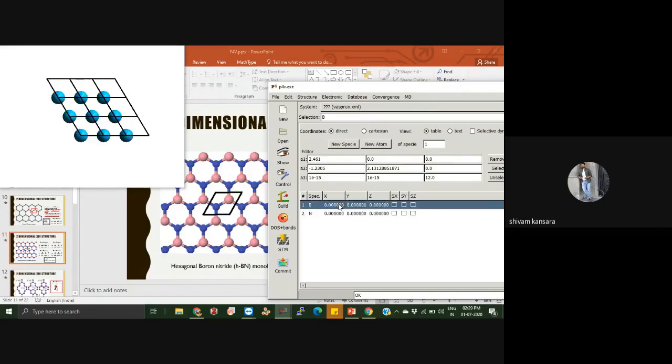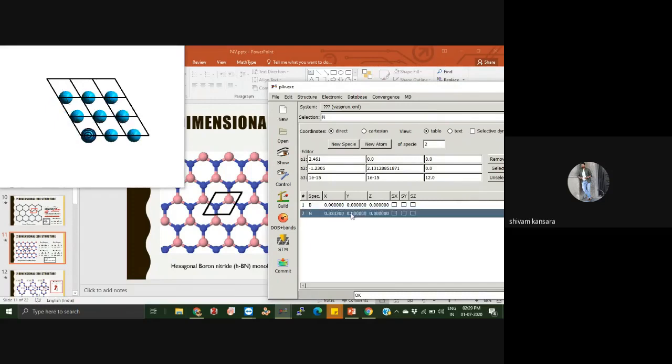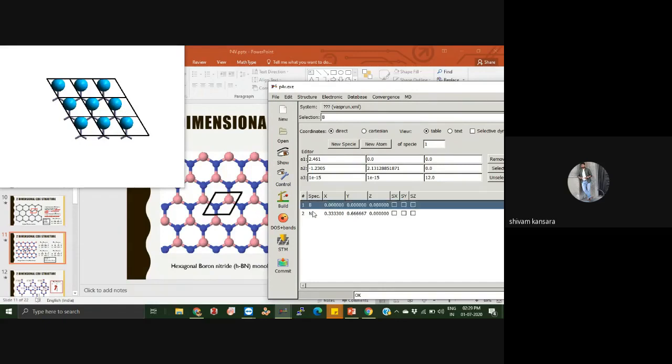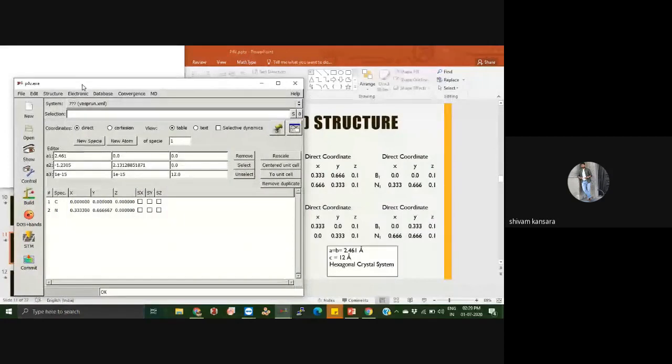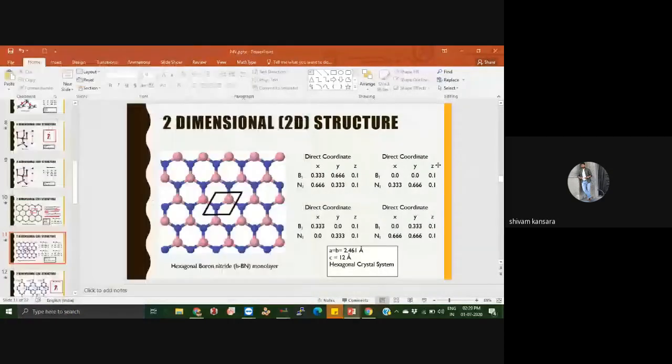Okay. So B is 0 0, keep it 0 0, and N is 0.33 as in the previous one, and this is 0.66. Actually, B is transparent, so we can't see it here, so I just replaced it with a C. So we can see here the monolayer of BN, same as graphene. To make this hexagonal structure, in total we have 4 types of direct coordinates, 4 possible ways to make this hexagonal system.